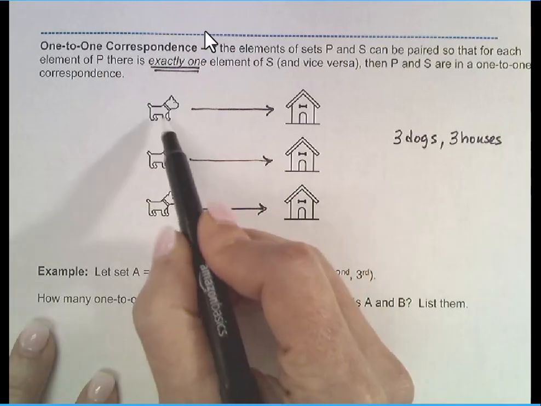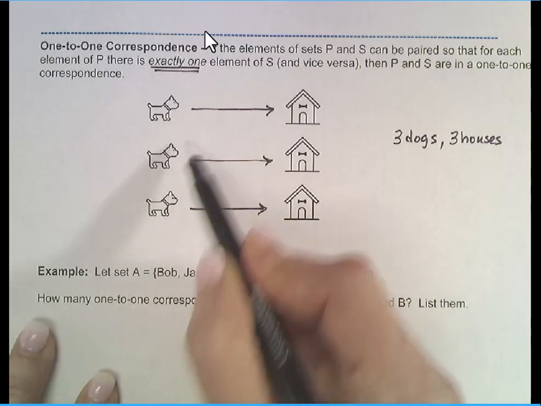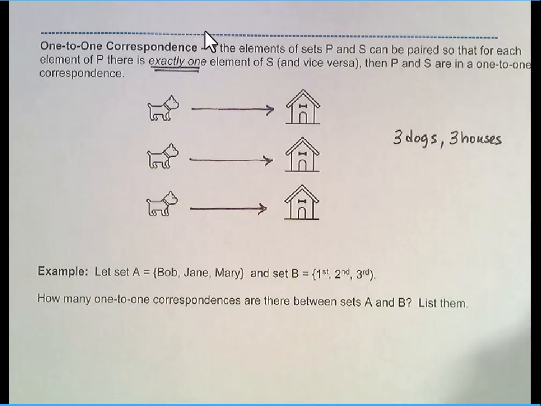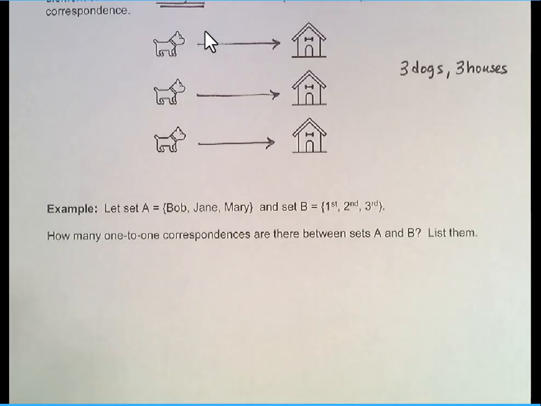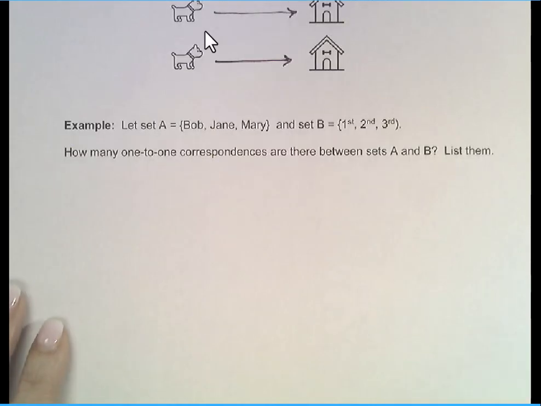Now, what if the first dog decides to go to the second house or the third house? What if the dogs change houses? It's still a one-to-one correspondence, but let's find out how many one-to-one correspondences there would be between 3 dogs and 3 houses. So instead of doing that exact example, we're going to do one similar.